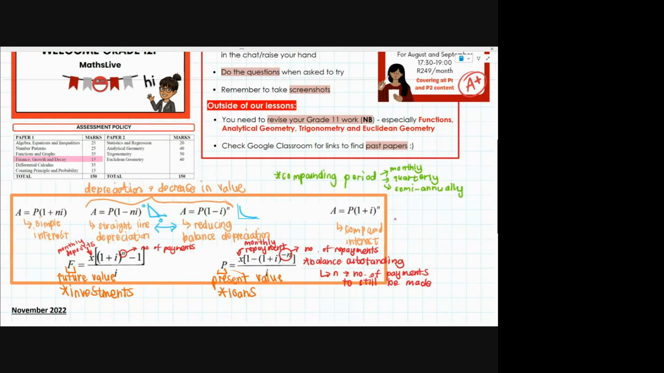Your conversion between the two is that 1 plus i effective, so your effective interest rate, is equal to 1 plus i nominal over m to the power of m, or n, doesn't really matter, I suppose. n probably makes more sense, but there we go.